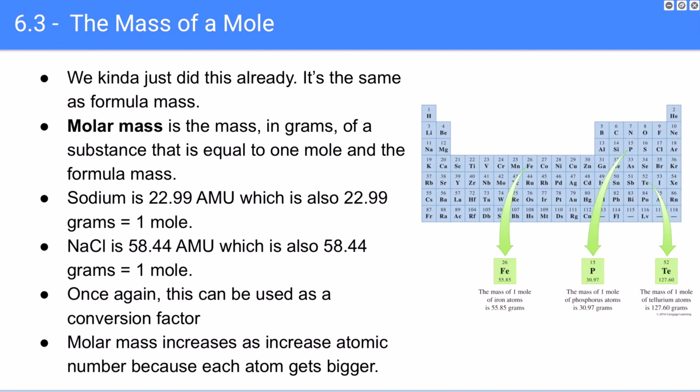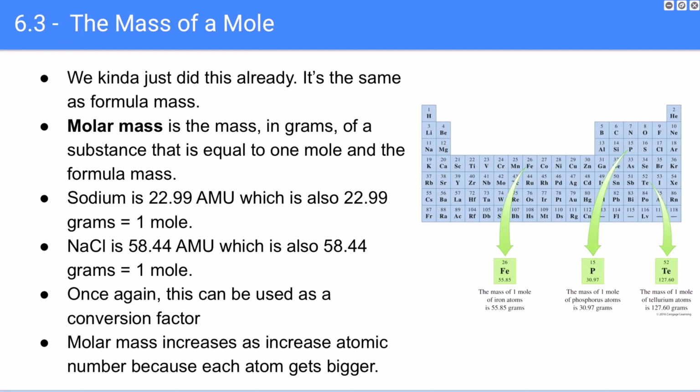Notice that as we increase on the periodic table, the numbers for molar mass get larger, and that's due to the fact that each individual atom is getting bigger. Remember, 1 mole of something is the same number of atoms. It's like the difference in weight between a dozen chicken eggs and a dozen ostrich eggs. You may still have a dozen of each of them, but the ostrich eggs are going to have more mass because each individual ostrich egg is bigger than that of the chicken egg. And it's the same thing here.